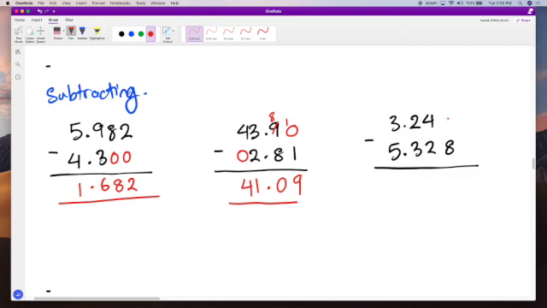Over here, we had to add the 0. And we can see 0 minus 8, no, we can't do that. We had to take 1 from here. So 10 minus 8 is 2. 3 minus 2 is 1. 2 minus 3, well, we can't do that. We had to take 1 from here. So this is 2, and then this will be 12. Yeah?